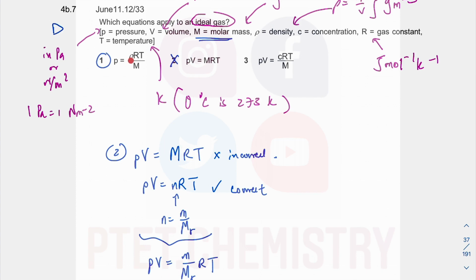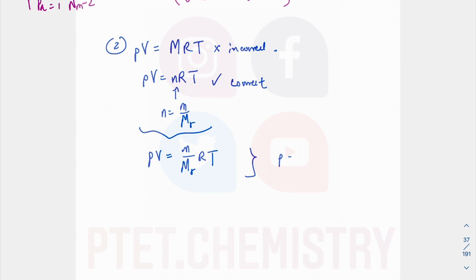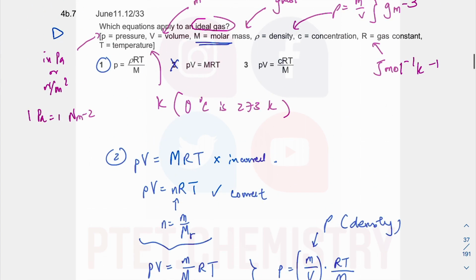They have given it as density times RT over molar mass. The molar mass M there is the Mr, and you make pressure the subject. So if I make pressure the subject, I get m over V times RT over M. That is density. Density is mass over volume, as I have shown you. The big M there refers to molar mass, which is just my Mr. 1 is correct. 3 is also incorrect because that is concentration.